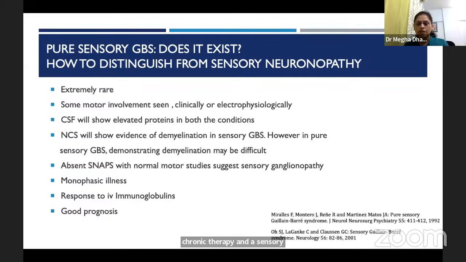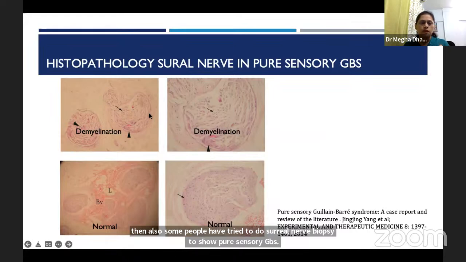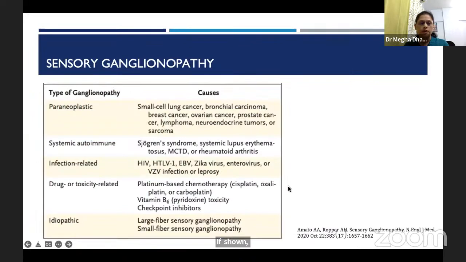So there were some papers which discussed pure sensory GBS. Good work has been done by O, and this is a 2001 paper. You can go through that. And there also, some people have tried sural nerve biopsy in pure sensory GBS, and they've shown demyelination in these patients as compared to normal controls. So it's a rare entity, but something to think about.